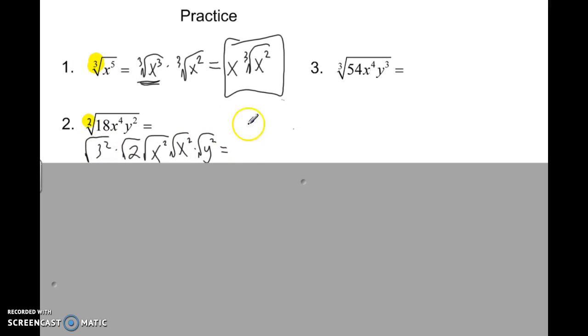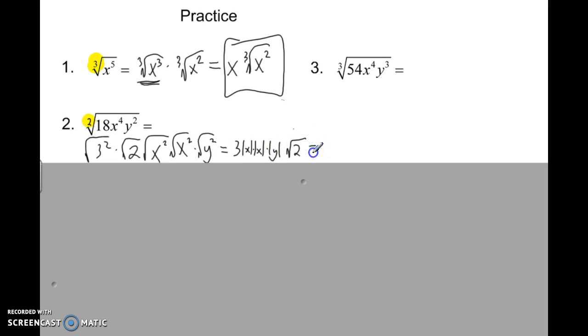So this 3 comes out, it's on the outside. The 2 is still left over inside of the radical, so I'm going to have the 2 inside of there. This is simplified. It comes out and it looks like absolute value of x, and this is absolute value of x, so times the absolute value of x times the absolute value of y.